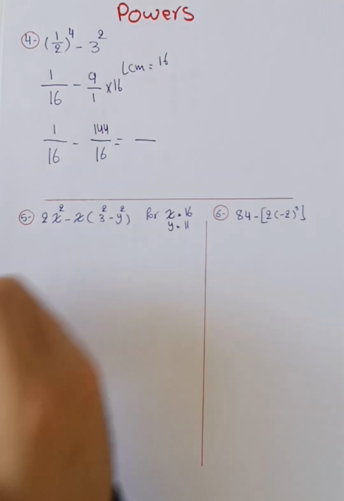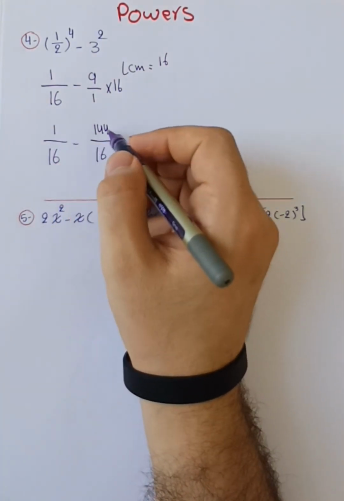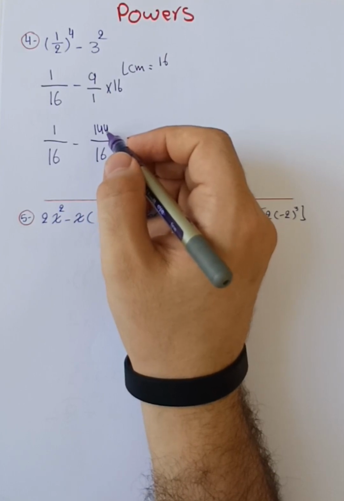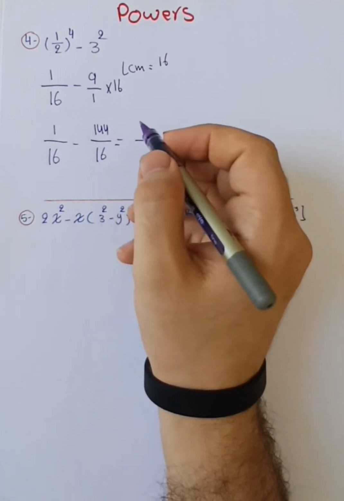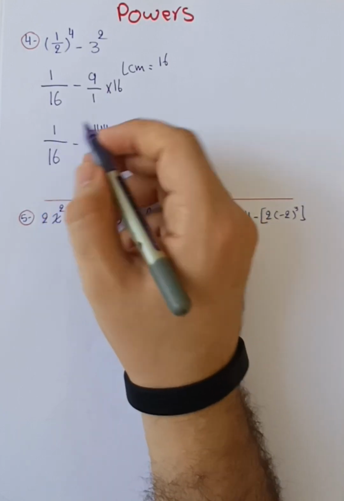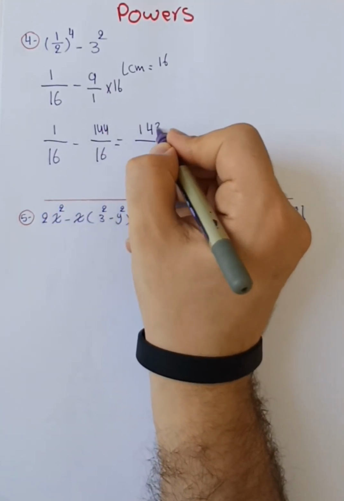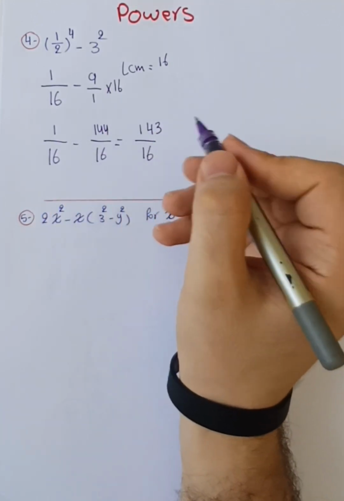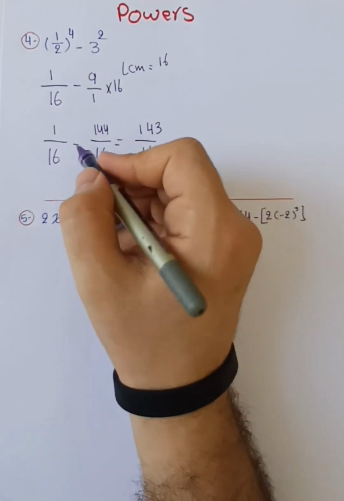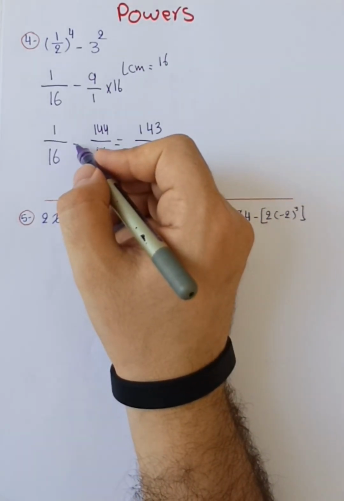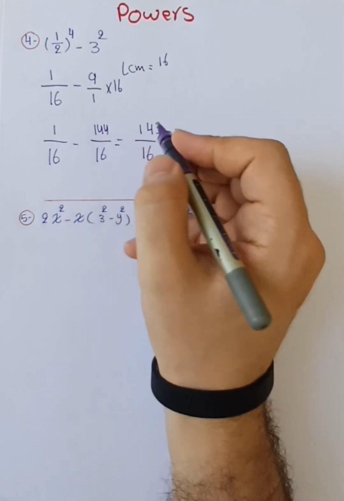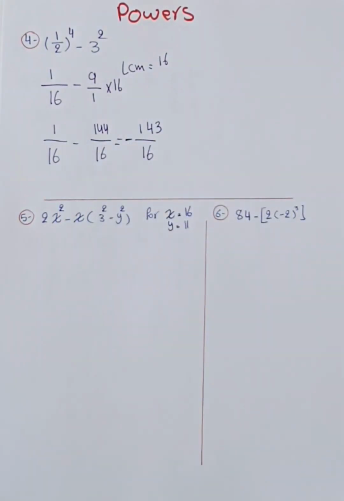After that, 1 minus 16 we can't, but we have or we will get an integer number. 144 minus 1 is 143 out of 16, and then you have to write the sign of the larger number. The larger number is 144, which is negative. You have to write negative 143 out of 16.